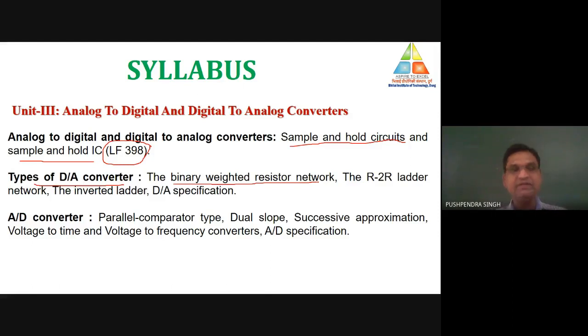Each is having some problem, each is having some disadvantage. That's why we are moving further from one type to another. So in the binary weighted resistor type, what is the basic problem? A large number of resistor values are used, where the value of the resistor is in the form of 2 to the power n.